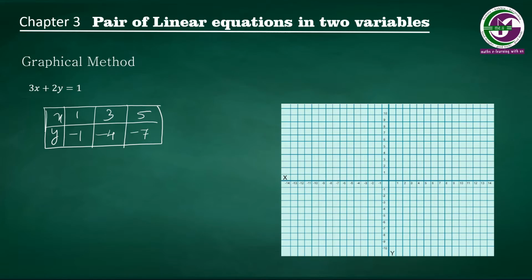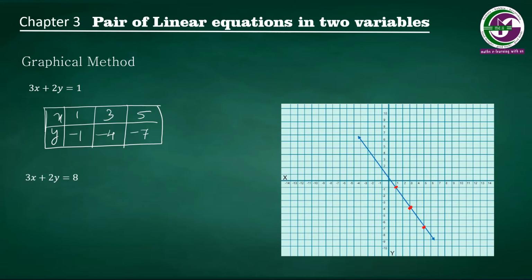Now you can mark these points on the graph paper. So when x equals 1, y equals negative 1, the point is here. When x equals 3, y equals negative 4, the point is here. When x equals 5, y equals negative 7, the point is here, right? So the graph through these points will be like this.